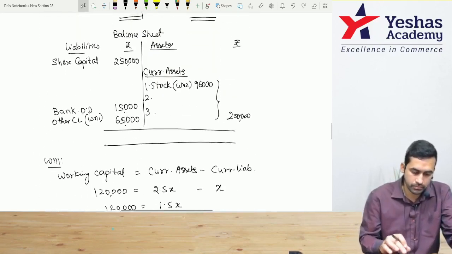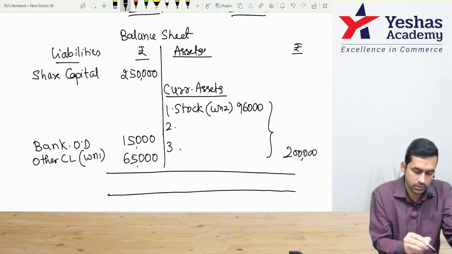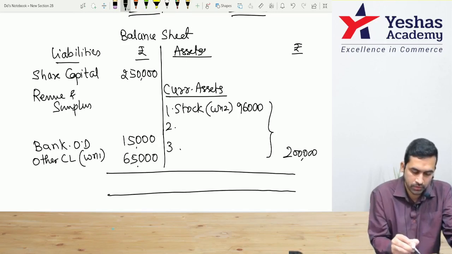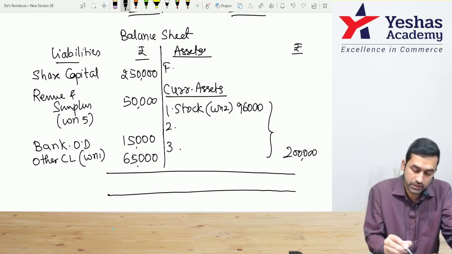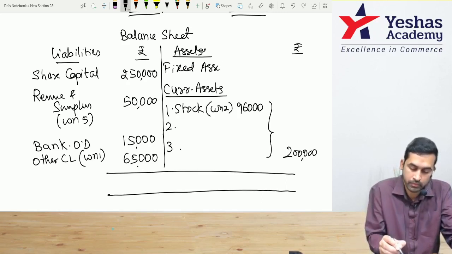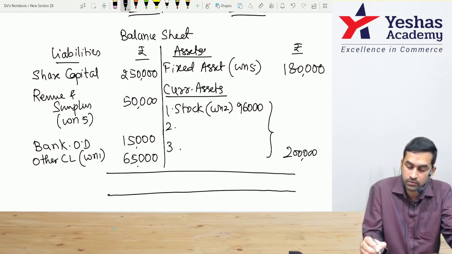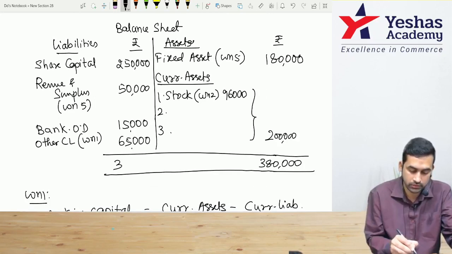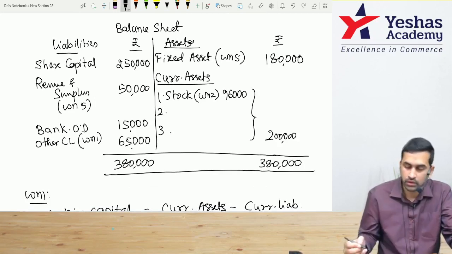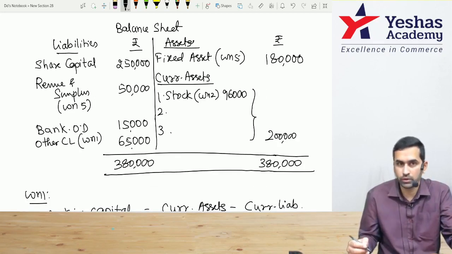Go to balance sheet, reserves and surplus, 50,000. What was the working note number? 5. And also fixed asset in note 5, 1 lakh 80,000. Since both are ready, you can do the total, 3 lakh 80,000. And someone check the liability side is coming to 3 lakh 80,000.